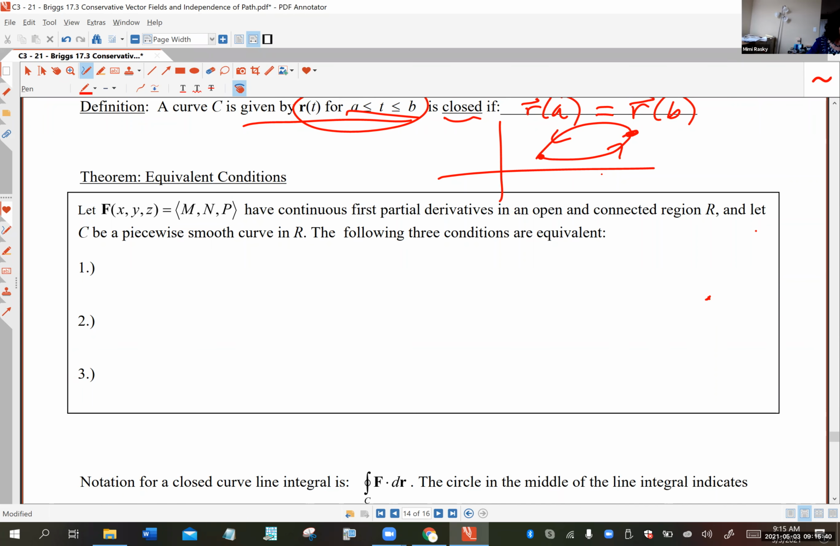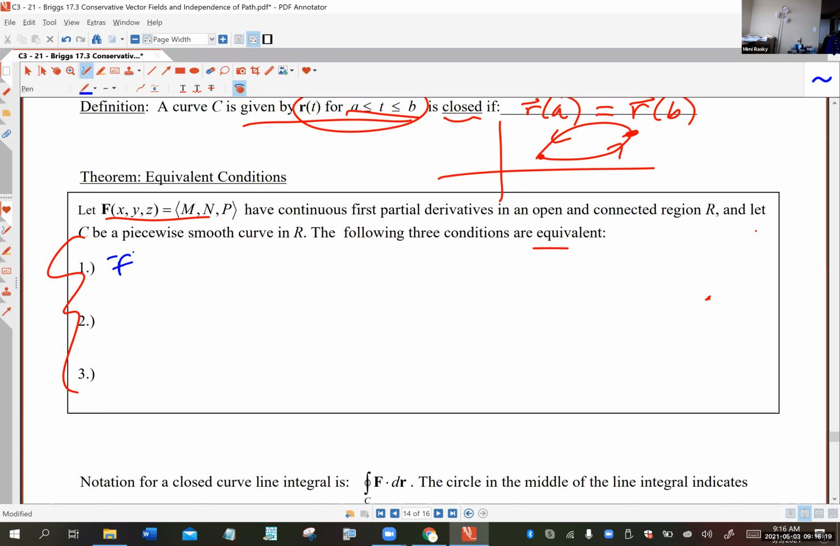So now let's do equivalent conditions. For this theorem, I claim you already know 2 out of the 3. If even one of these things I'm about to list is true, you get the other 2 automatically for free. So that's equivalent conditions here. First you have a vector field, M, N, and P. And by the way, this theorem is just as good for 2-dimensional vector fields as it is for 3. So don't think it's only pertinent for 3. It works for any vector field. Okay, you've got a piecewise smooth curve. The following 3 conditions are equivalent. Remember, if one is true, the other 2 you get automatically for free.